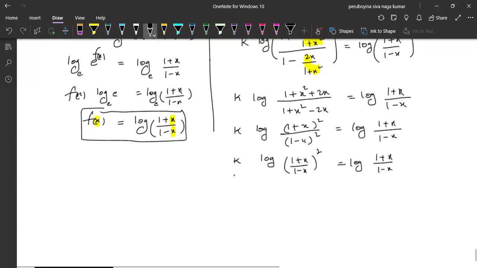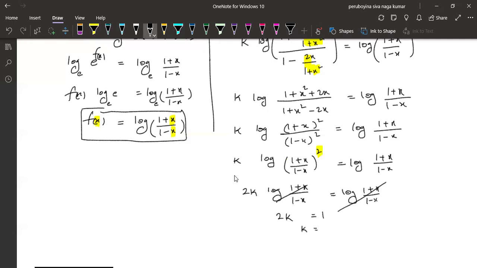And this 2 is a whole power of this logarithm input, so the power becomes a multiplier. So 2k into log of 1 plus x by 1 minus x is equal to log of 1 plus x by 1 minus x. Log of 1 plus x by 1 minus x on both sides gets cancelled. So 2k is equal to 1 and k is equal to 1 by 2. Therefore the value of k is 1 by 2.